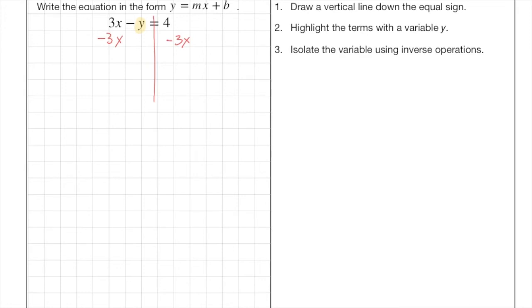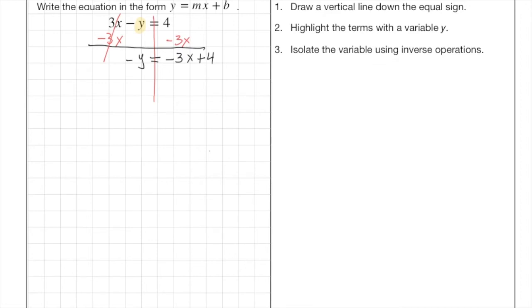Now you have to be very careful, because on the left side, yes, these items are going to cancel, but on the right side, we're not able to combine these two. This one doesn't have a variable, this one does have a variable, so we need to write them as two different terms. So on the left side, we're going to have negative y. On the right side, we're going to have negative 3x plus 4. You could have written this as 4 minus 3x. It's totally fine. It's the exact same thing.